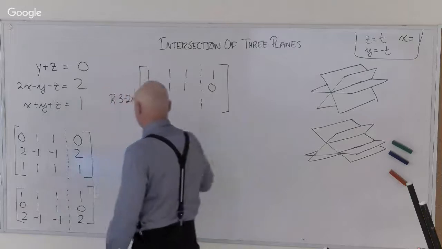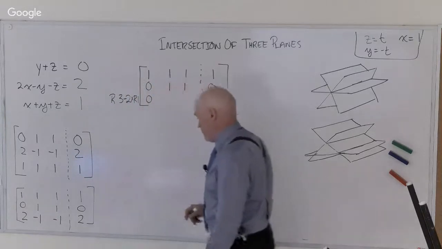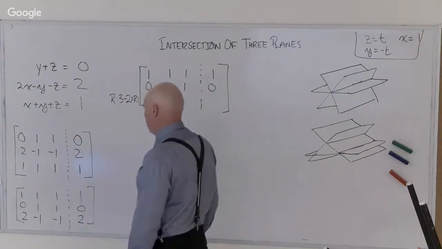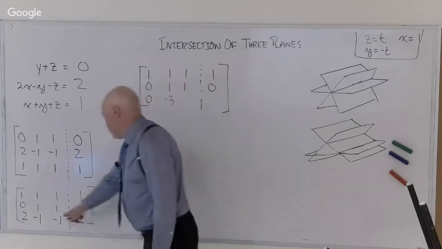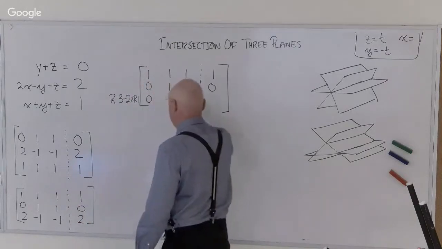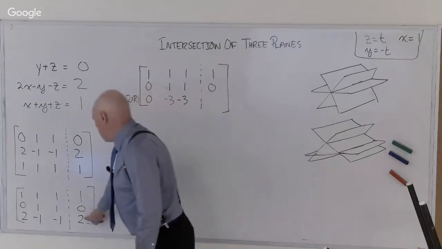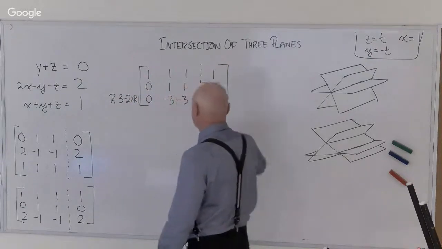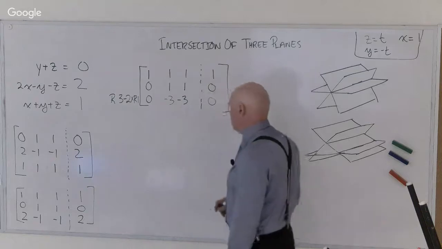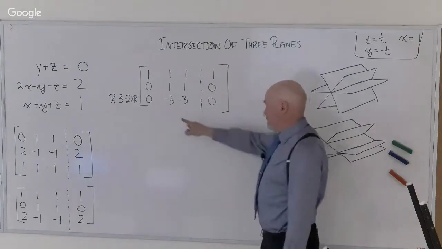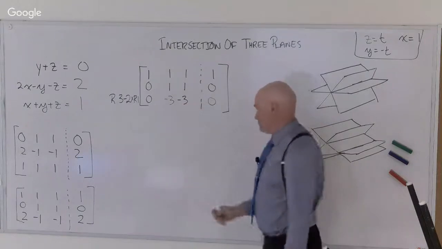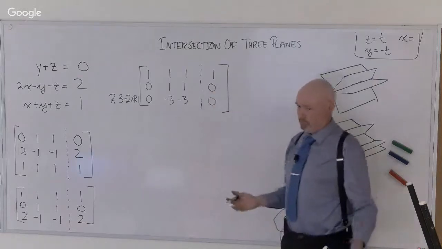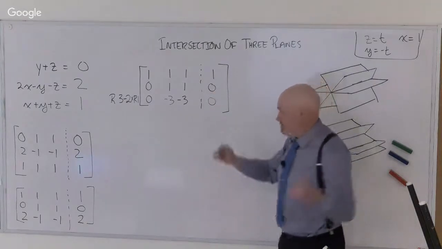2 minus 2 times 1 is 0. Okay, I've got what I wanted there. Negative 1 minus 2 times 1 is negative 3. And negative 1 minus 2 times 1 is negative 3. And the last one, 2 minus 2 times 1 is 0. Ho, ho, ho, look what's happening. My next step is to try and get a 0 here, and I'll go through that whole scenario. But can you tell me what's happened here? No? Okay. You'll see.